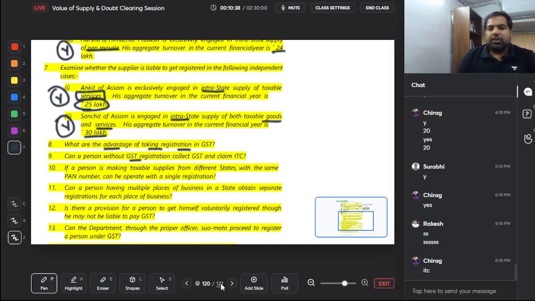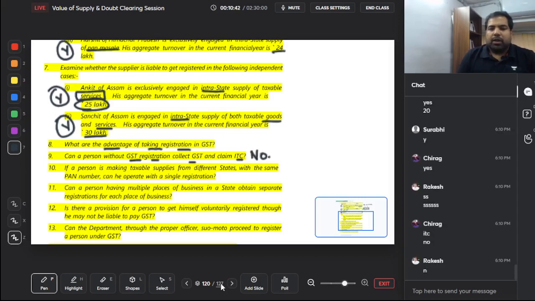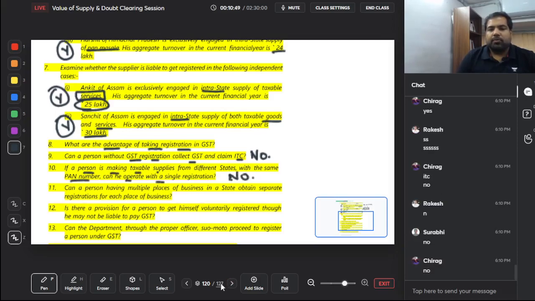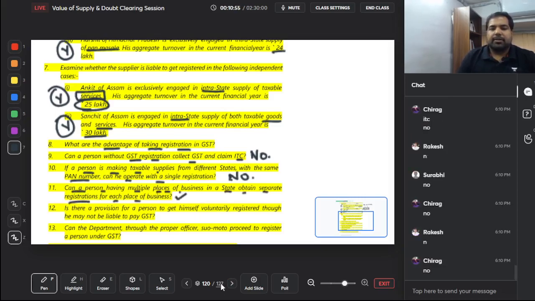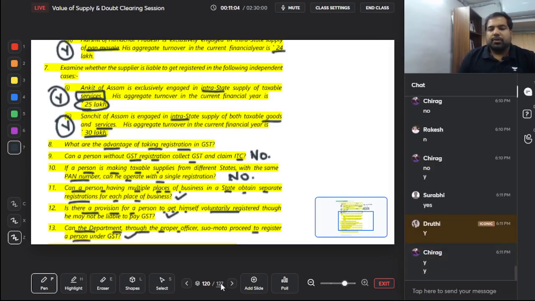Can a person without GST registration collect GST and claim ITC? Absolutely no. If a person is making taxable supplies from different states with the same PAN number, can he operate with a single registration? No. Can a person having multiple places of business in a single state obtain separate registration for each place? Yes. Is there a provision for a person to get himself voluntarily registered? Yes. Can the department through the proper officer suo motu proceed to register a person? Yes.